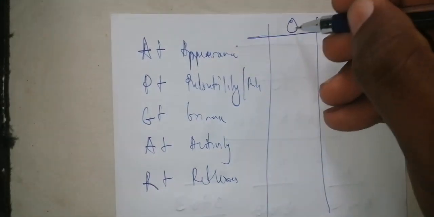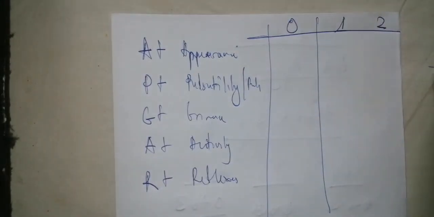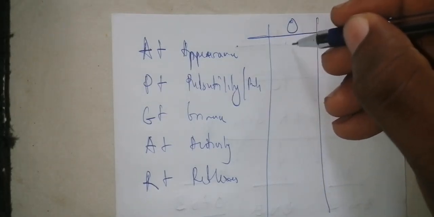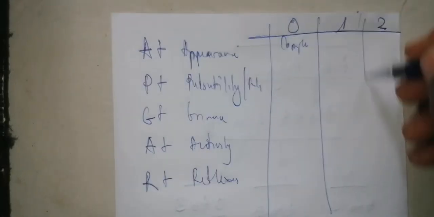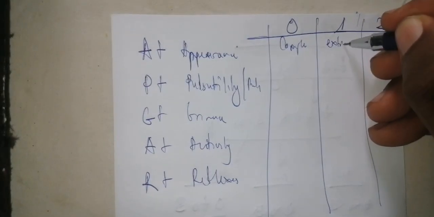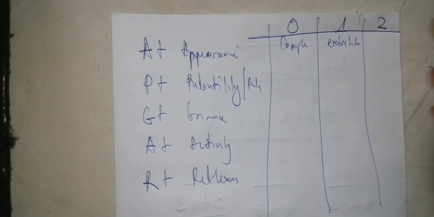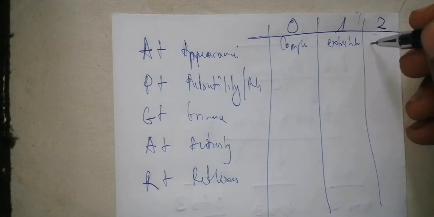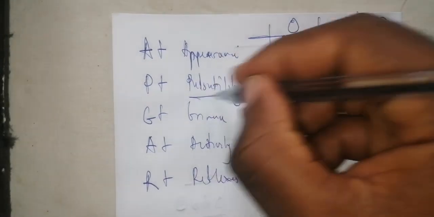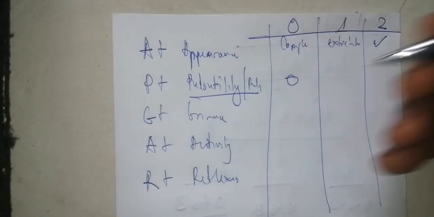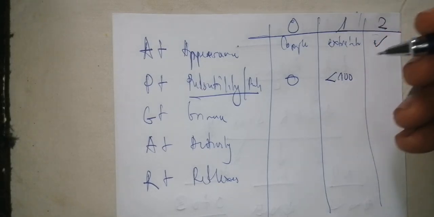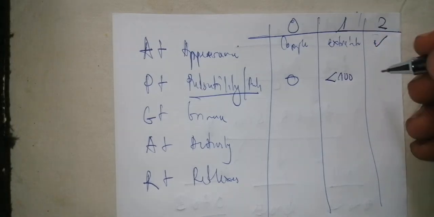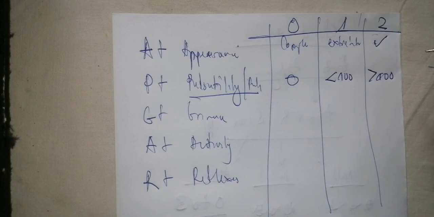For the appearance, if the child is completely pale or blue, the Apgar score is 0. If the child is pale or blue at the extremities, the score is 1. And if the child is completely pink, the score is 2. For the pulsatility, if the heart rate is 0, the score is 0. If the heart rate is less than 100, the score is 1. And if the pulse is greater than 100, the score is 2.